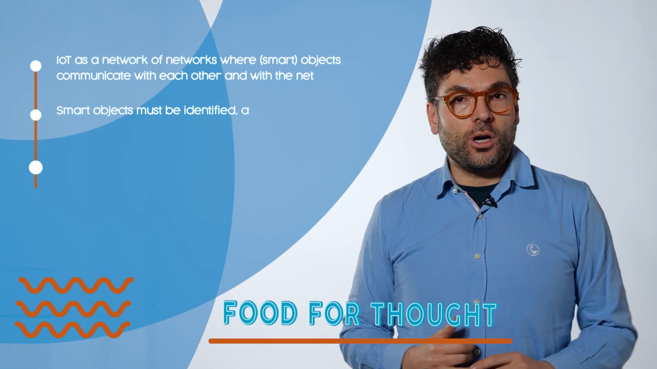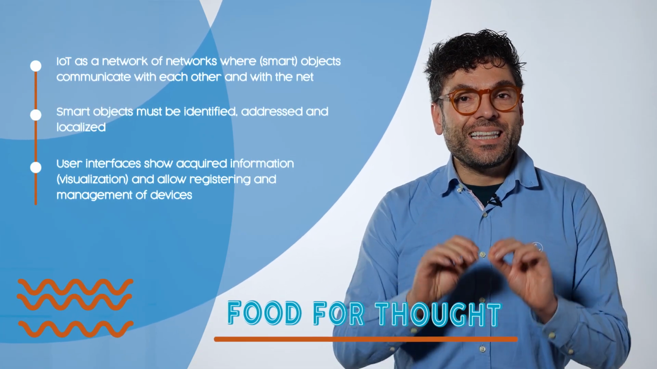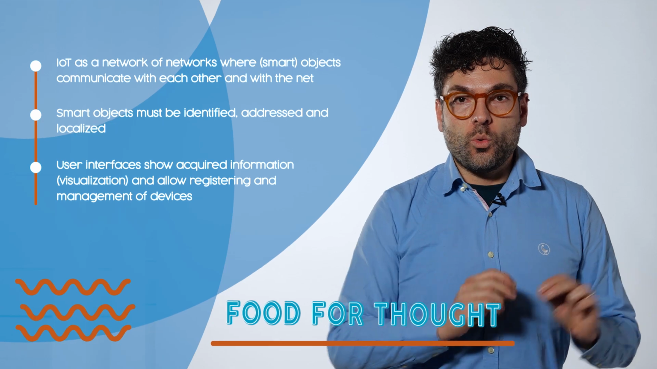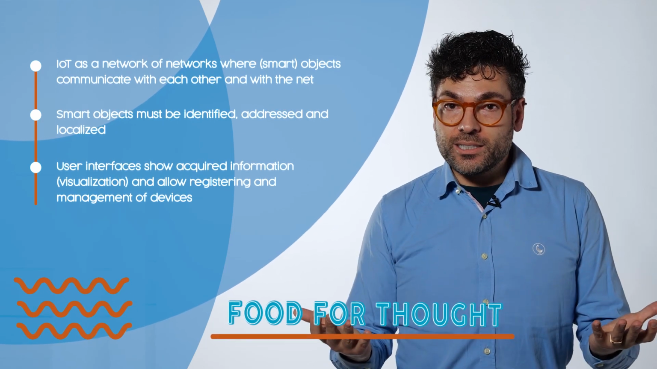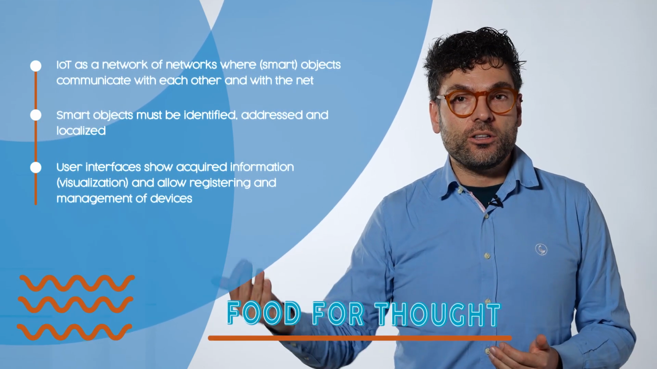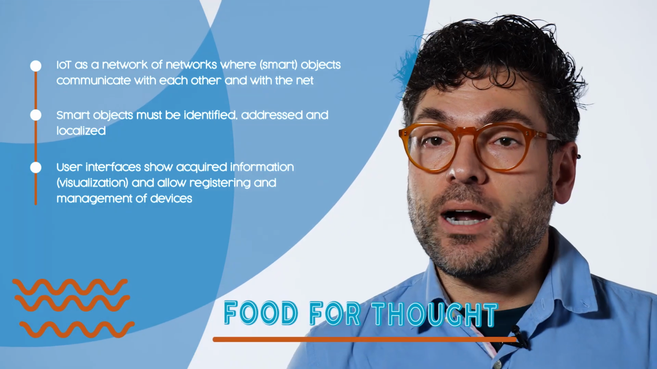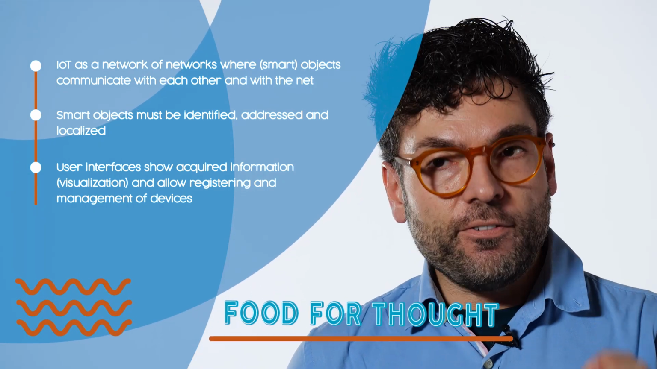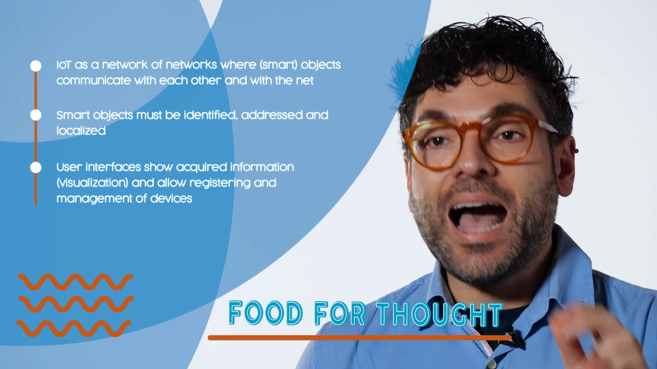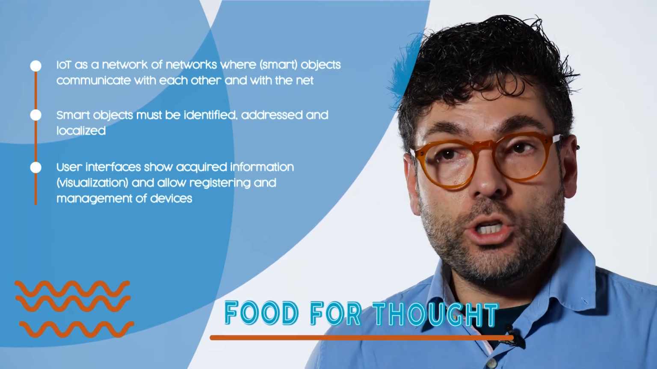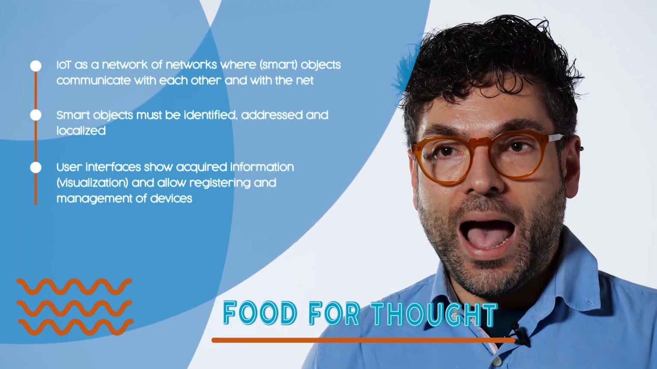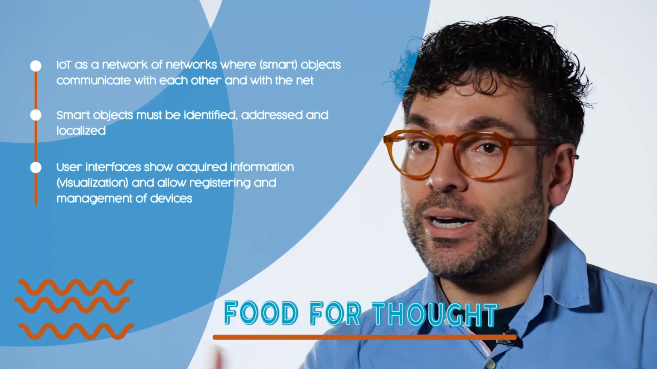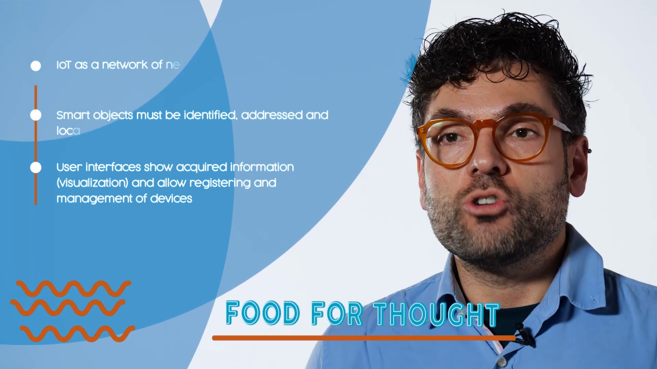As food for thought, IoT is a network of networks where smart objects communicate with each other and with the net. Smart objects must be identified, addressed, and located. User interfaces show acquired information, visualization, and allow registering and management of devices.